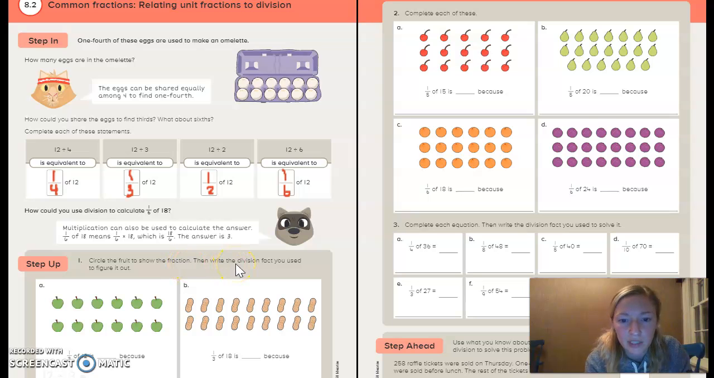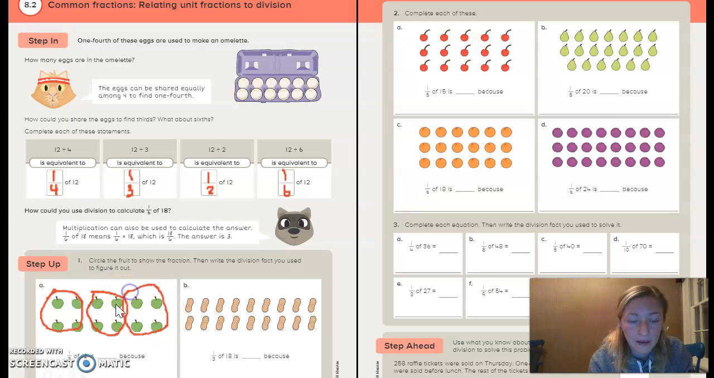All right. So when you go ahead and start this assignment, it says circle the fruit to show the fraction, then write the division fact that you used to figure it out. So 1/3 of 12 is blank because, okay, I need to figure out what 1/3 of 12 is. So I have 12 apples up here. I need to figure out if I divided those into 3 different groups, how many would be in each group. Because I know my multiplication facts, I know 3 goes into 12 4 times. So I know there's going to be 4 in each group. So I'm going to divide these into groups of 4. So 1/3 of 12 is 4.